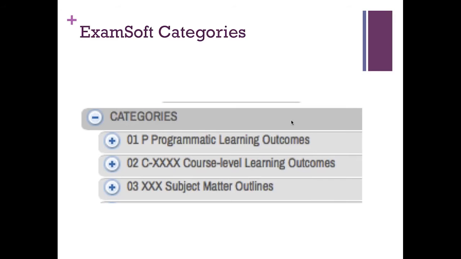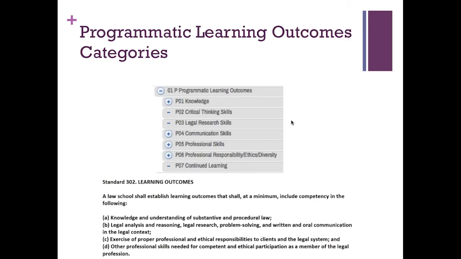Generally, these subject matter outlines are modeled after the subject matter outlines produced by the National Conference of Bar Examiners, either for the MBE subjects or the Multistate Essay Exam subjects. So every test question is actually tagged to 3 different categories: a programmatic learning outcome, a course level learning outcome, and a subject matter outline.